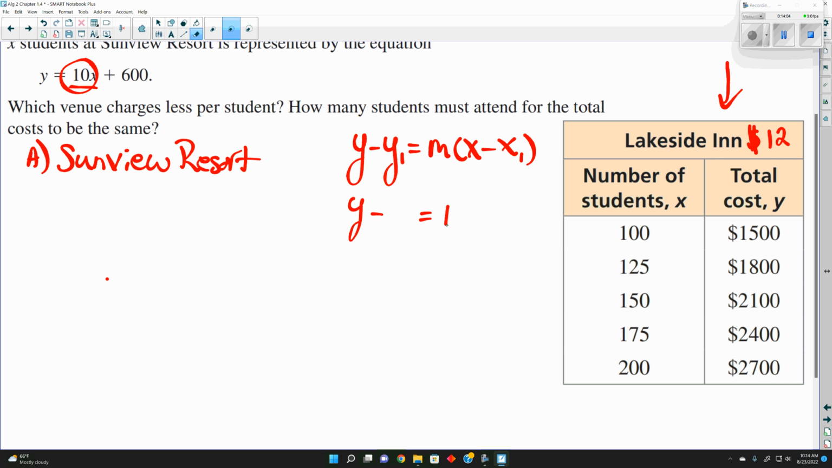Well, we know the slope is 12. Now we just need to pick one of these points. Which one do y'all want to use? The first one, so 100 and 1,500. So we can plug 100 in for x1, 1,500 in for y1. I just picked one of those points, and we're going to plug it in and then get y by itself. Well, the first thing we can do is distribute the 12.